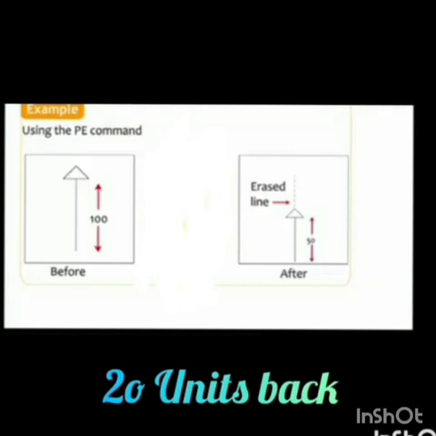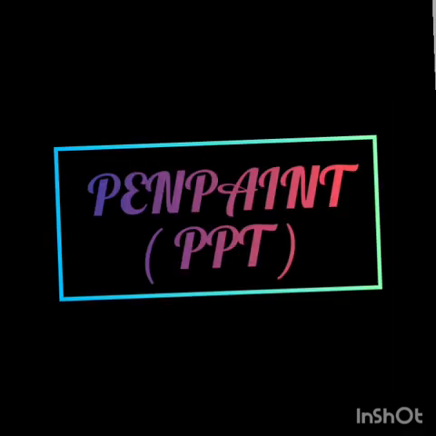So here we have seen how the pen erase command has worked. After giving the PE primitive, the turtle works as an eraser for 20 units back. In the above example, the turtle moved forward by 50 units, drawing a line, and then moves backwards and erases the line 20 units backwards.